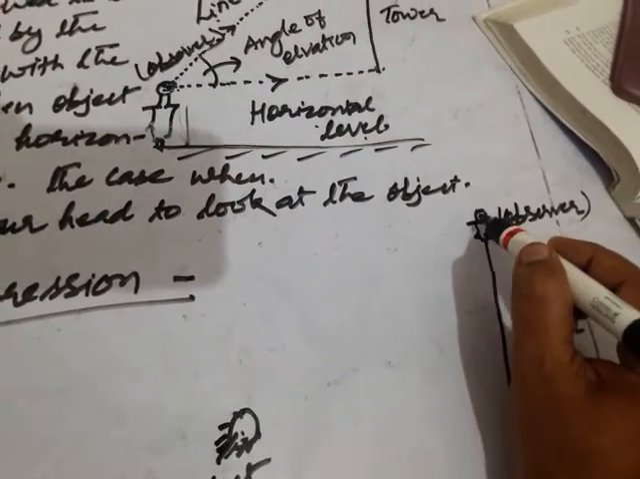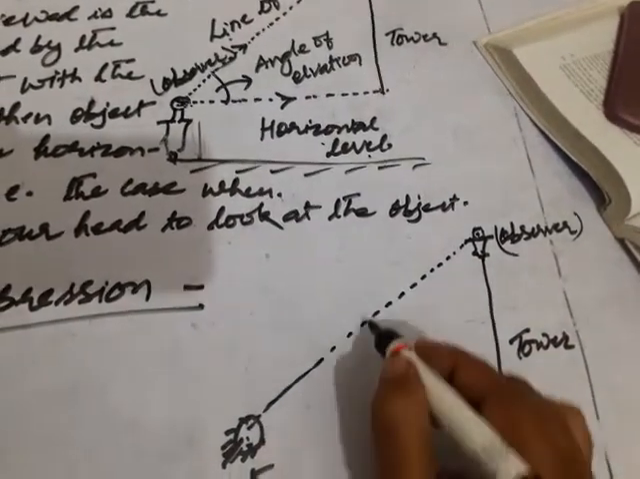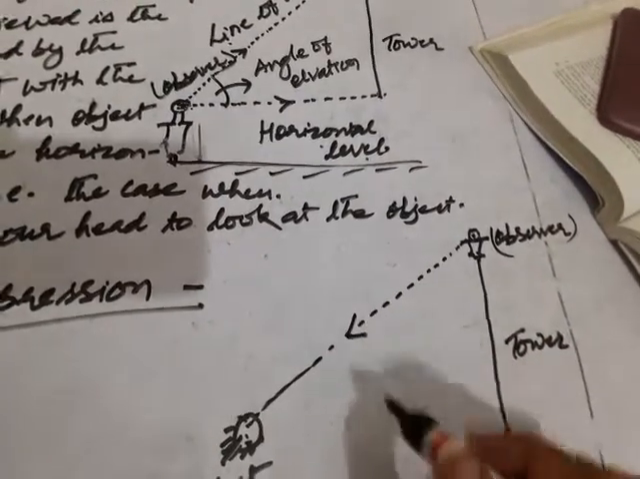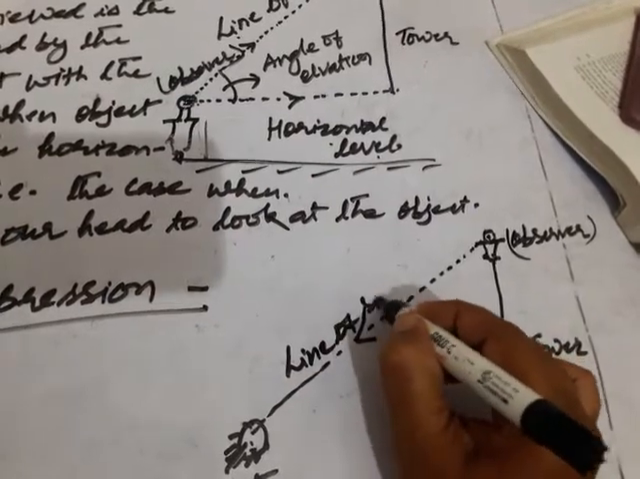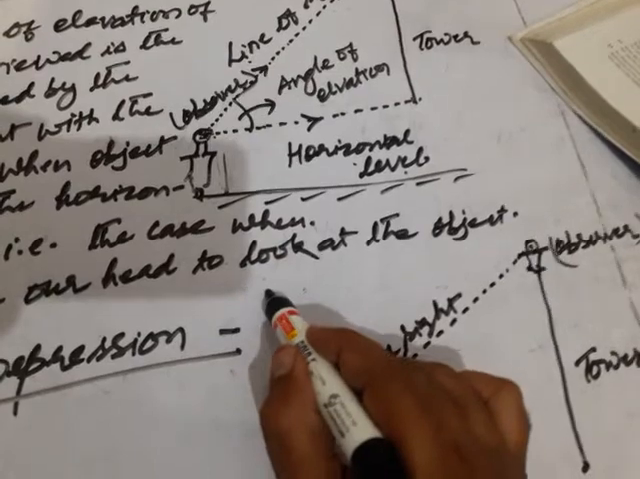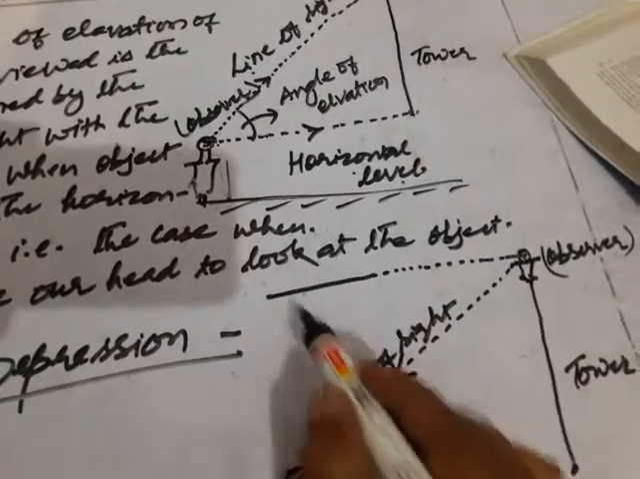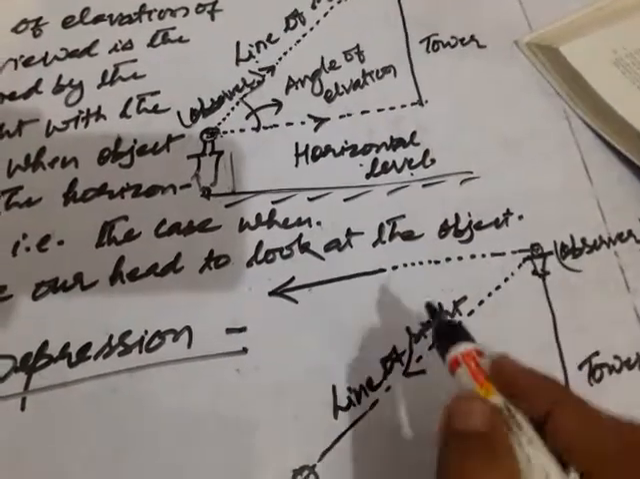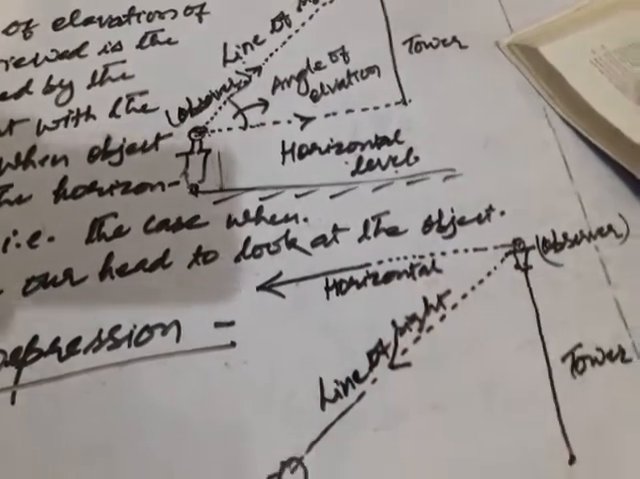Then at the same time, simultaneously two rays emerge from the eye of the observer, clear. One is called the line of sight. And at the same time, one horizontal line, that is the horizontal level, also emerges from where? From the eye of the observer. This is called the horizontal level.